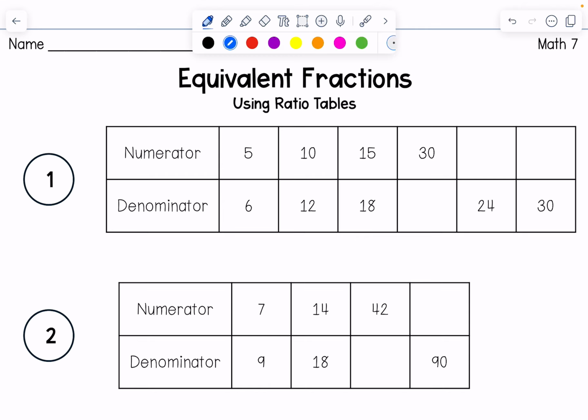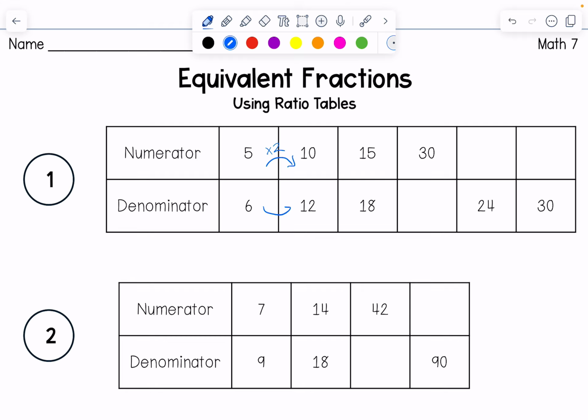So when we are finding equivalent fractions, we really want to be thinking about how we can scale a fraction up or down to find an equivalent value. For example, from 5/6 to 10/12, these are equivalent, which means they represent the same value, they just look a little different. 5 was scaled up by a factor of 2. That's a fancy way to say we multiplied it by 2 to get 10.